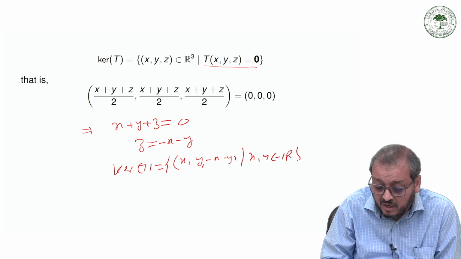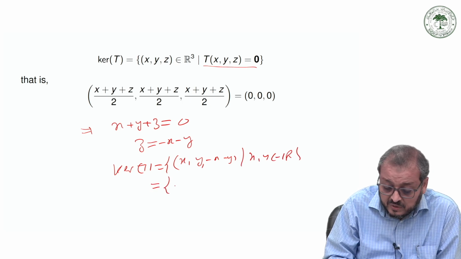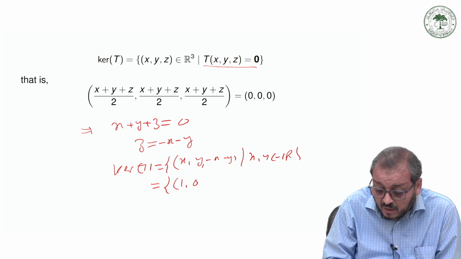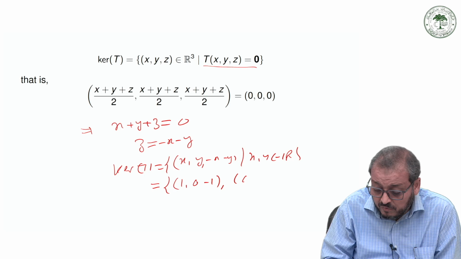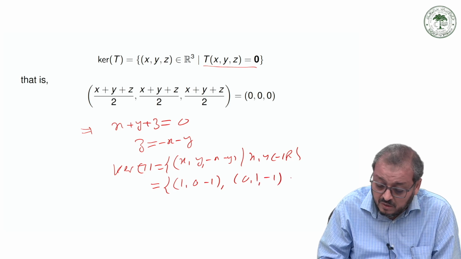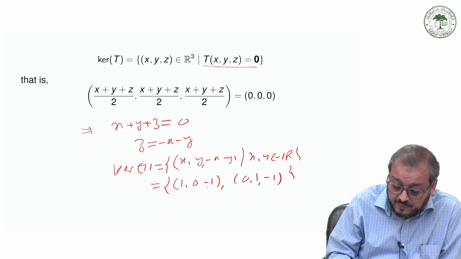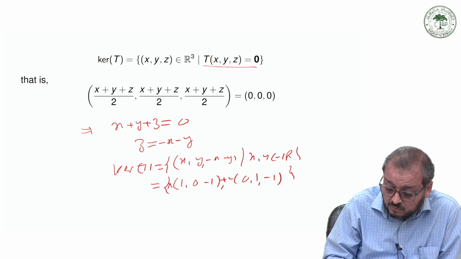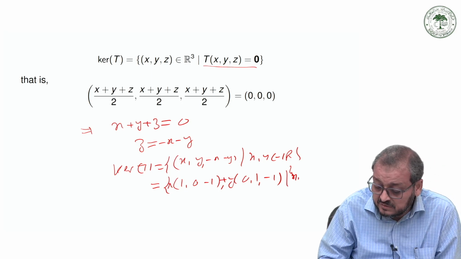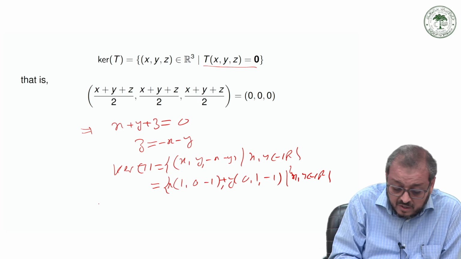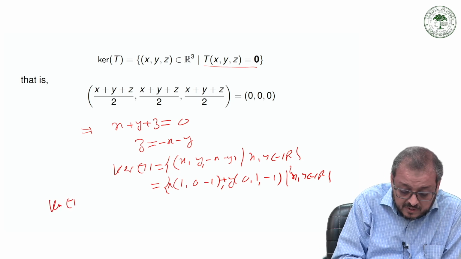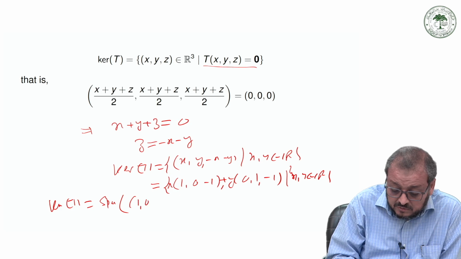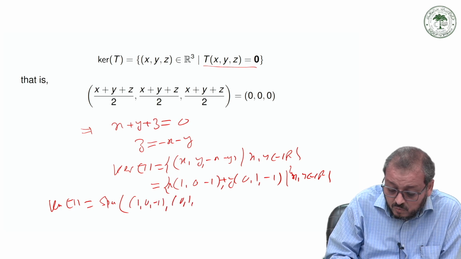such that x and y are elements of R. This is nothing but the span of the vectors (1, 0, minus 1) and (0, 1, minus 1), that is x times the first plus y times the second, where x and y are elements of R. So the kernel of T is nothing but the span of (1, 0, minus 1) and (0, 1, minus 1).